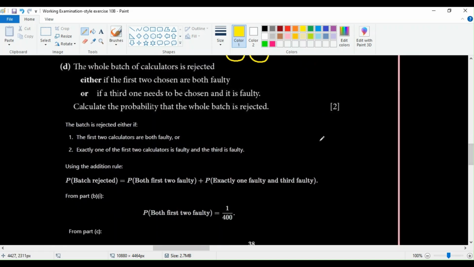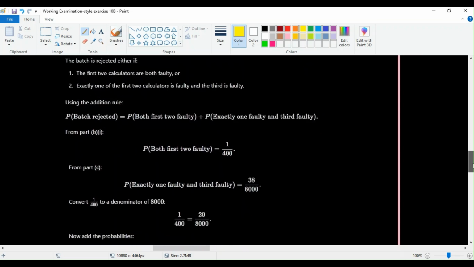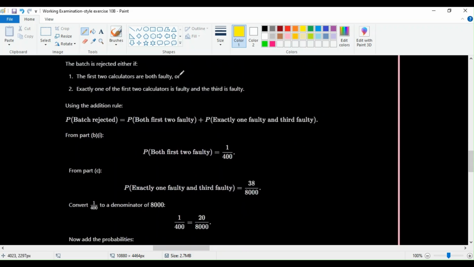In here, it says the whole batch of calculators is rejected either if the first two chosen are both faulty, or if the third one needs to be chosen and it is faulty. Calculate the probability that the whole batch is rejected. Now, in here, we need to have two situations in which the first two calculators both are faulty, or exactly one of the first two calculators is faulty and the third is also faulty.